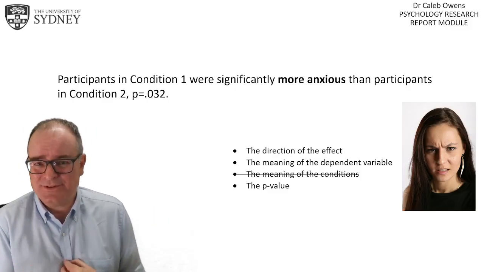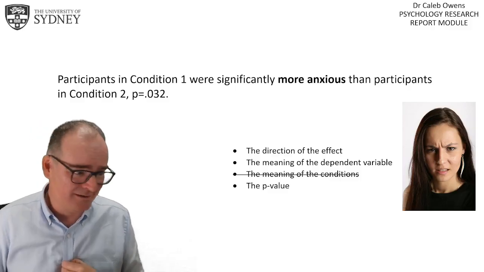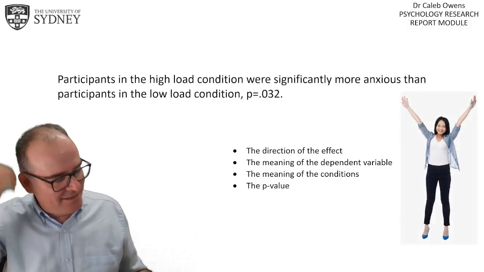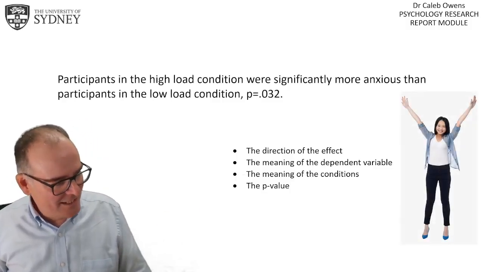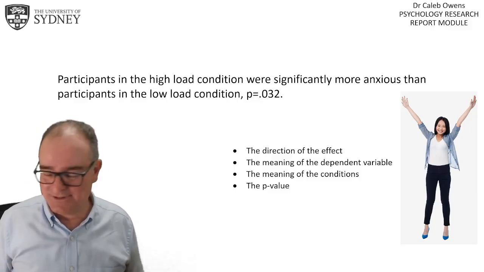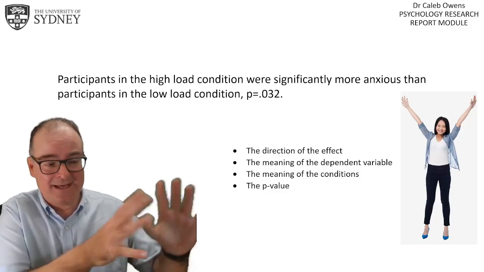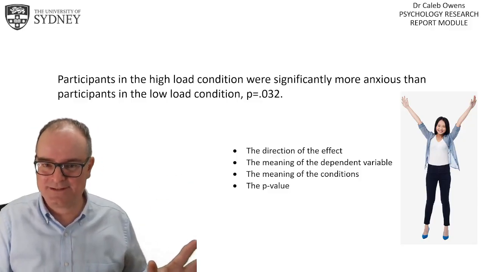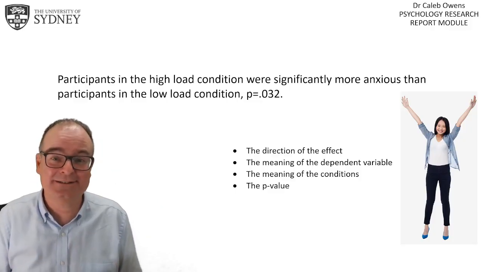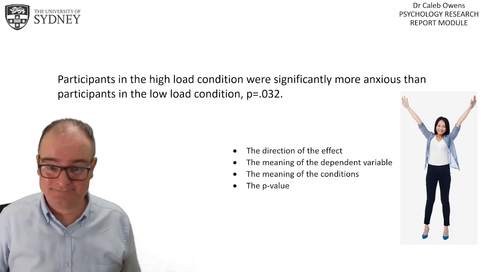There's really only one more step. We haven't told the reader what the conditions mean. Participants in the high load condition were significantly more anxious than participants in the low load condition. Okay, p equals 0.032. There are no means in that sentence. You don't need to worry about means, at least in the assignments I set. But you can see it's got all the information and it's time to celebrate.